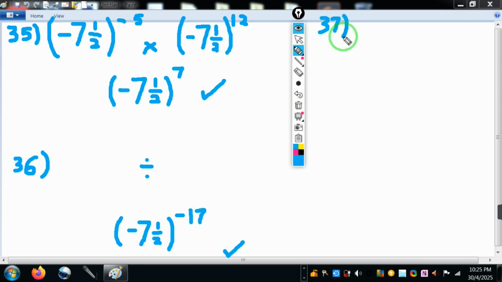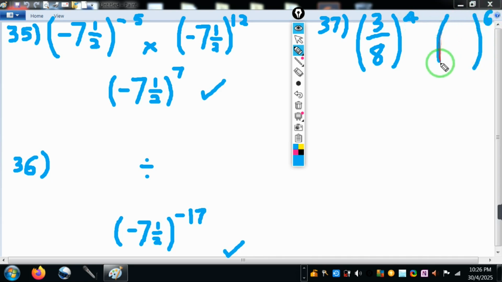37. Yeah, we try to go to 50. Few more only. Now this is 3 to the power of 4, and 3 to the power of 6. You know what I mean. 3 to the power of 4, 3 to the power of 6. So we will be doing 37 and 38.